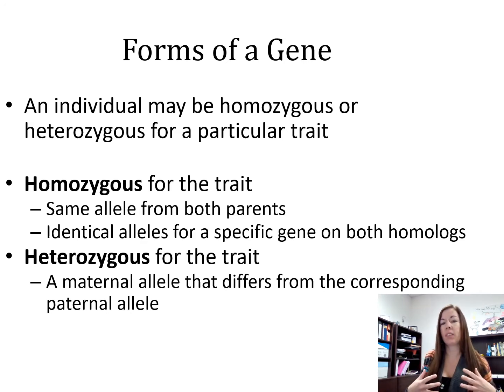If you're homozygous for the trait, you have the same allele from both parents. And so identical alleles for specific genes appear on both homologs. If you're heterozygous for the trait, the maternal allele differs from the corresponding paternal allele.